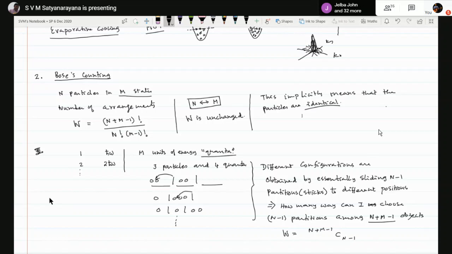Okay, so this is what it is. In this case there is a symmetry that I am talking about: you change n to m or m to n, it remains the same.